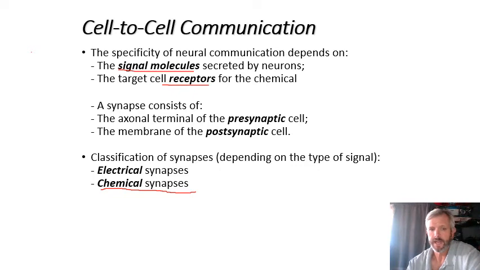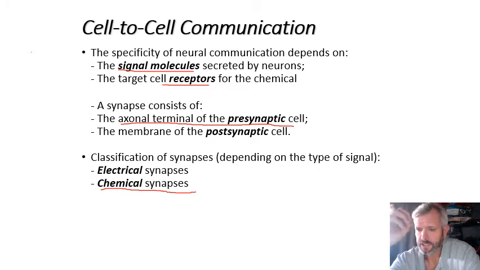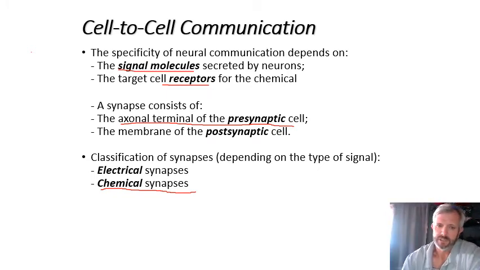Okay, so the axon terminal is the presynaptic cell. All right, at these chemical synapses, there is a space that is the synapse. They don't physically touch each other in the chemical synapse. We'll see that electrically there is a connection, but we're going to focus mainly on these chemical synapses.